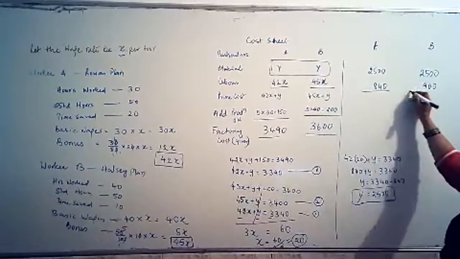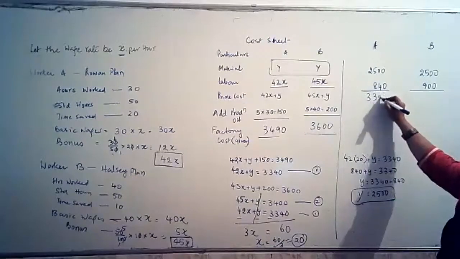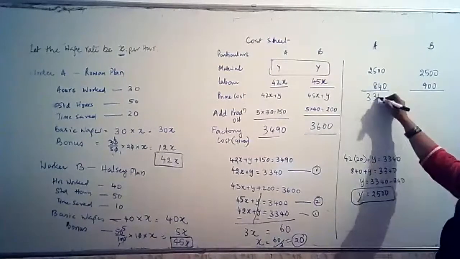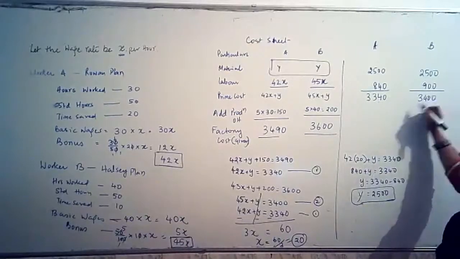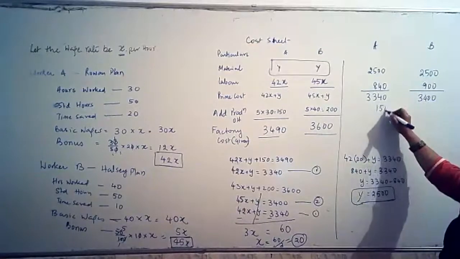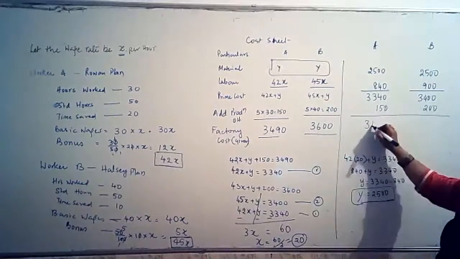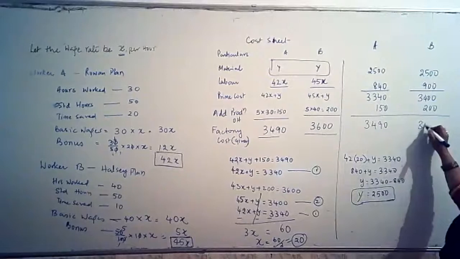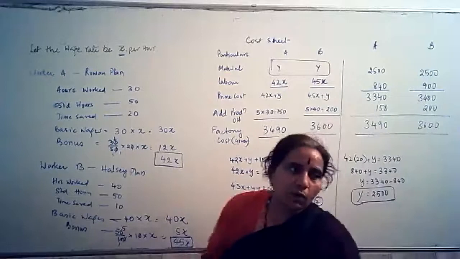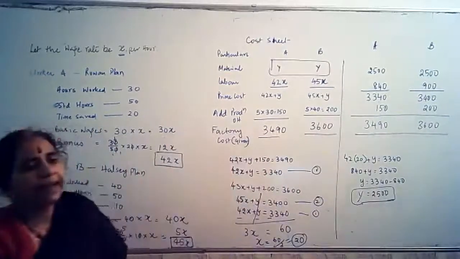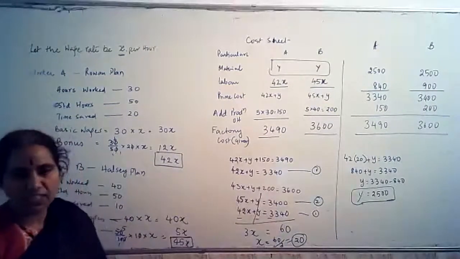If we add the two, I will get my prime cost, which is 3,340, and this is 3,400. Next is my production overhead, 150 plus 200. If we solve this, I will get 3,490 and 3,600. This is how you need to calculate the rate per hour. Calculate and you need to find out how much is the material cost.